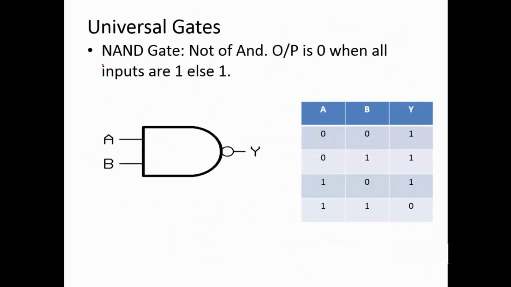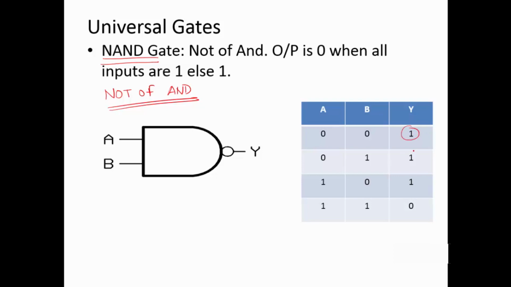Now the universal gates. There are 2 universal gates. One is the NAND gate. NAND gate is nothing but the complement of AND, that means NOT of AND. AND was when both inputs were 1, only then the output was 1. But NAND is just the complement of the AND truth table. So when any of the inputs is 0, the output is 1.